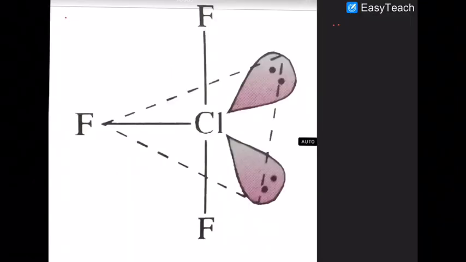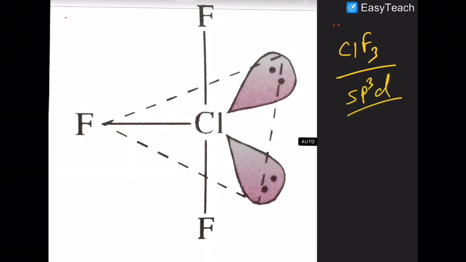Next case is very, very important. That question is inevitable, it will come in every exam. That is ClF3. In case of ClF3, the central chlorine atom is sp3d hybridized. Okay, and chlorine is the central atom here.